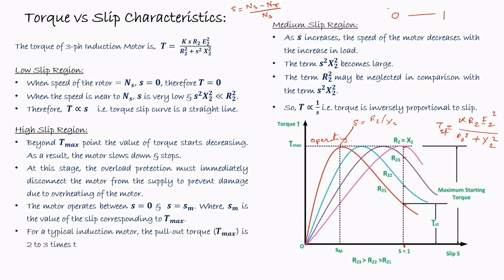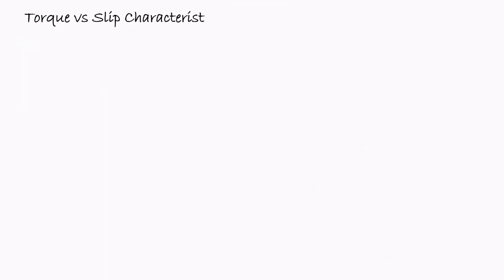For a typical induction motor, the pull-out torque, that is the maximum torque, is around 2 to 3 times the rated full load torque. This is the concept of the three-phase induction motor. And the starting torque is around 1.5 times the rated full load torque. So this is the general value of the torque of a three-phase induction motor. Now let's discuss the torque equation in detail.